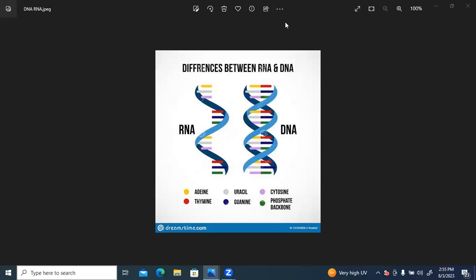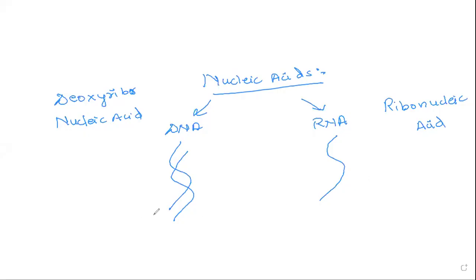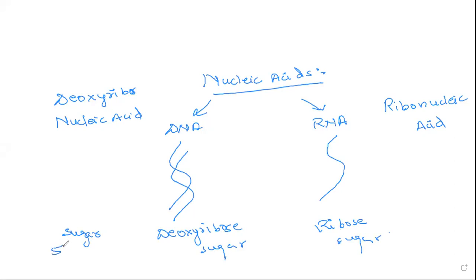Then coming back, another major difference is the difference in their sugars. DNA has a deoxyribose sugar, whereas RNA has a ribose sugar. Both these sugars are 5-carbon compounds. What is a 5-carbon compound? A 5-carbon compound is a kind of sugar which has a pentagon-like structure like this.